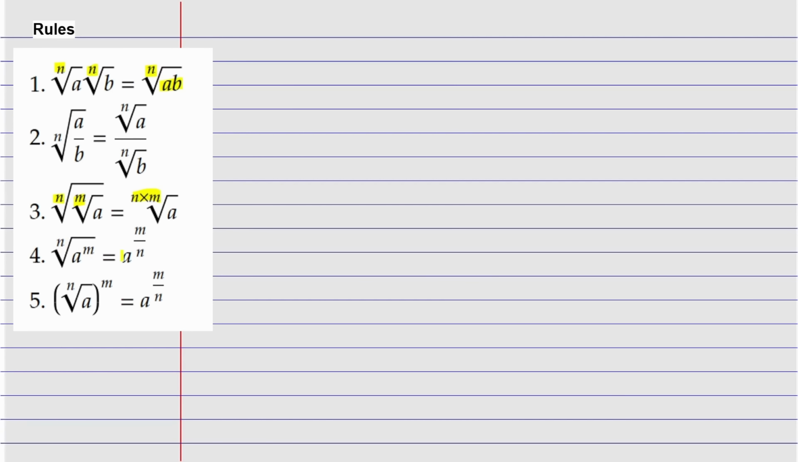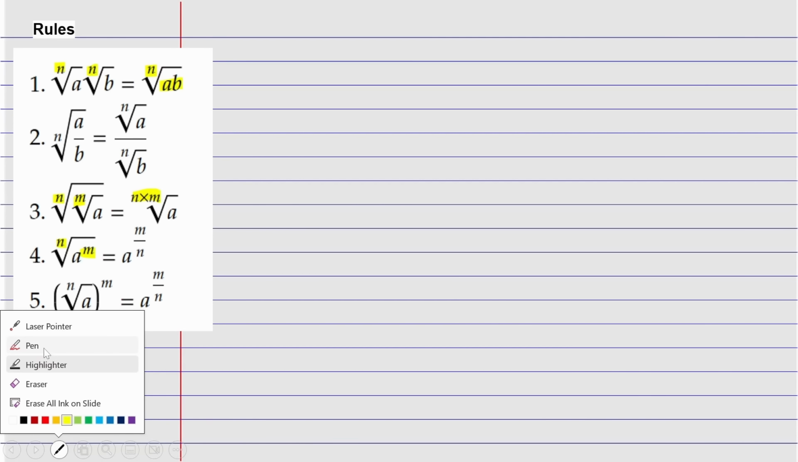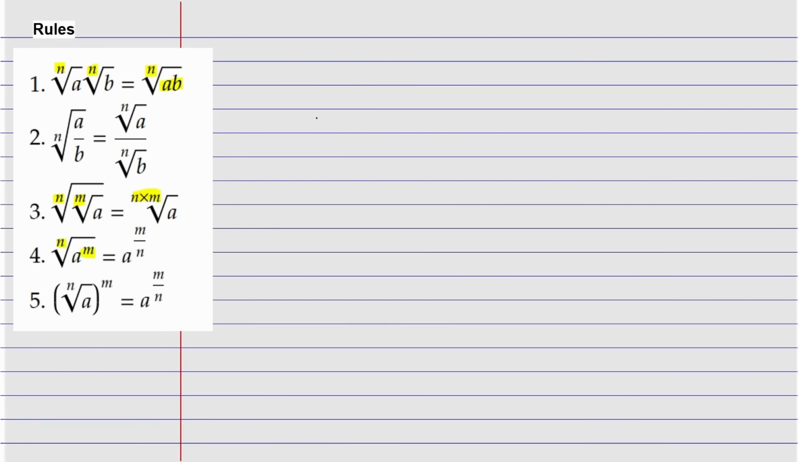And here it says what? It says a to the power m, right? The root of n, right? Inside a to the power m is basically m divided by n. So this is taken from this. Let me just show you this one.